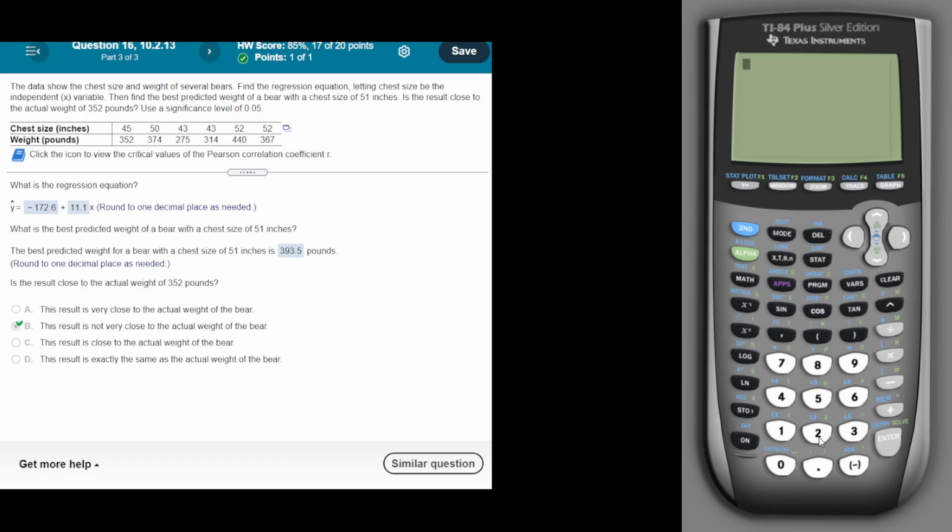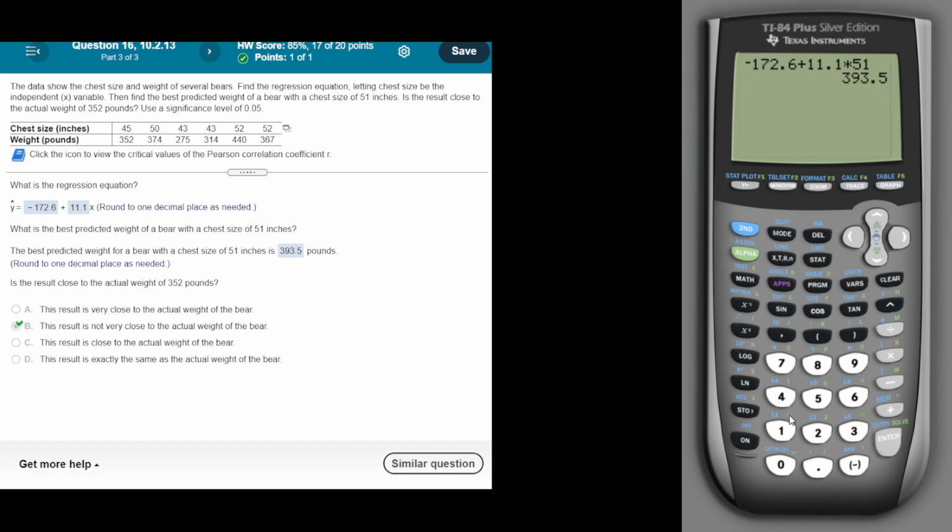So the equation we have is negative 172.6 plus 11.1. You can use an open parenthesis to put the number in, or you can just hit times because it's multiplying. And they want us to put in 51.